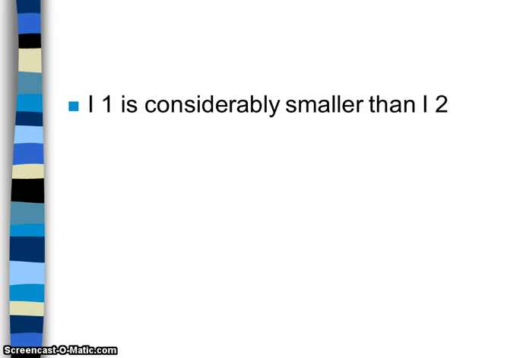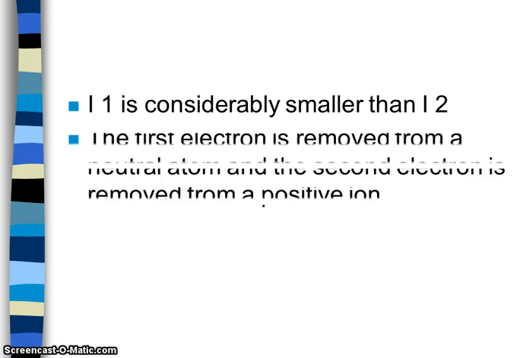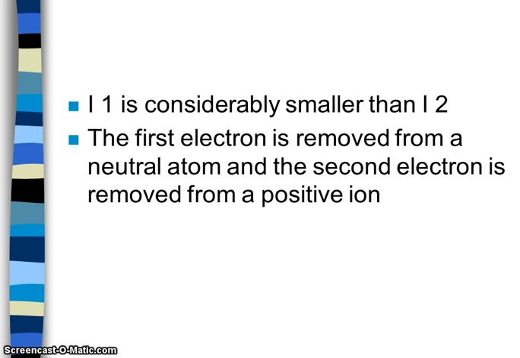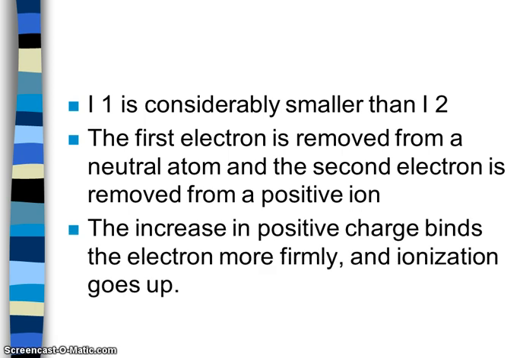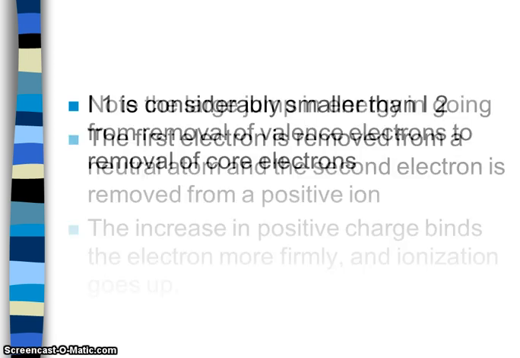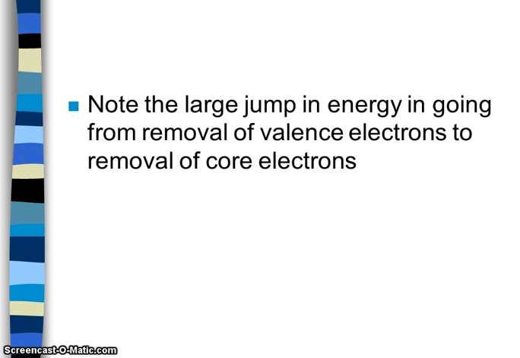And also we should notice that the first ionization energy is considerably smaller than our second ionization energy. And our reason for that is the first electron is removed from a neutral atom and all successive ionization energies are removing electrons from positively charged ions. The increase in positive charge binds the electrons more firmly, and the ionization energy goes up. Note the large jump in energy when we go from removing valence electrons to removing core electrons.